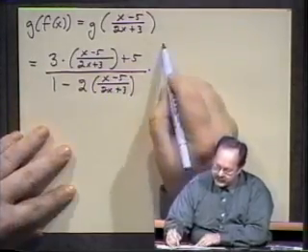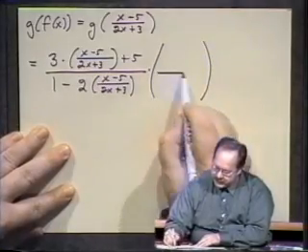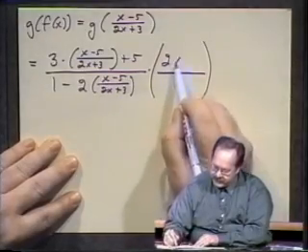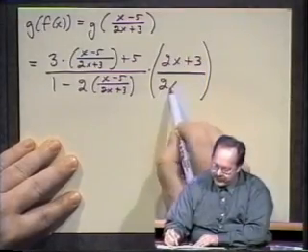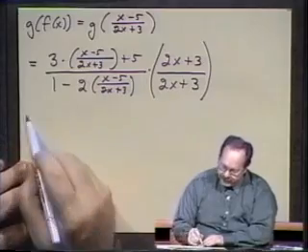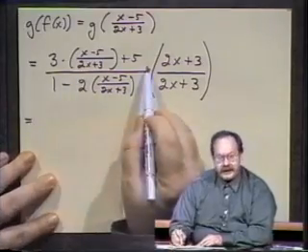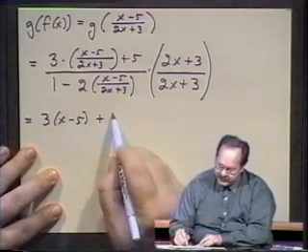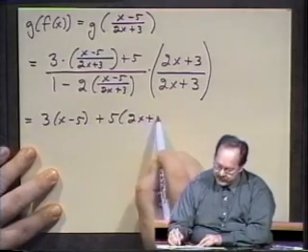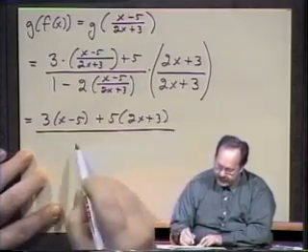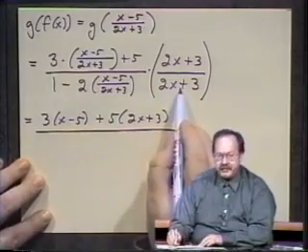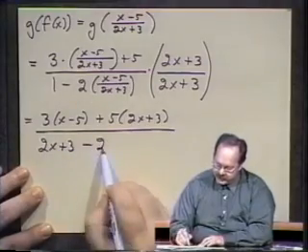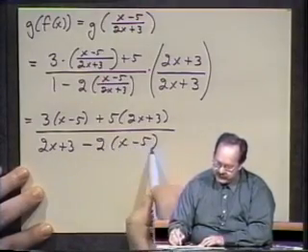And again, I'll use the same idea to simplify. I'll find out the common denominator here is 2x plus 3. Multiply top and bottom by that. That will now yield, if I multiply everything out on the top, 3 times x minus 5 plus 5 times 2x plus 3. And on the bottom I'll have, remember the 1 has to multiply by the 2x plus 3. So I get 2x plus 3 minus 2 times x minus 5.